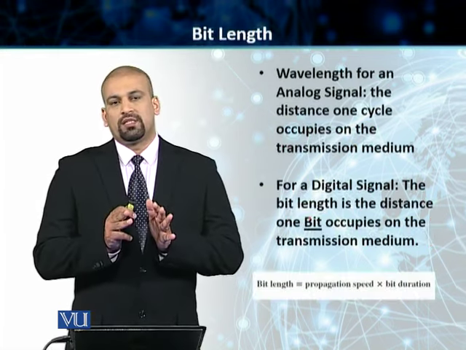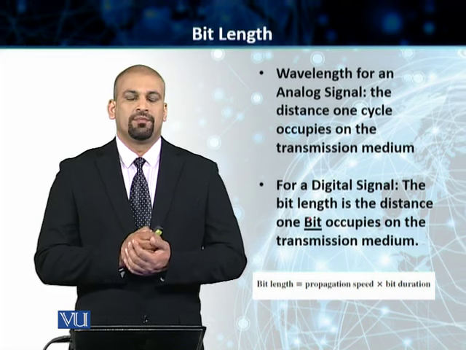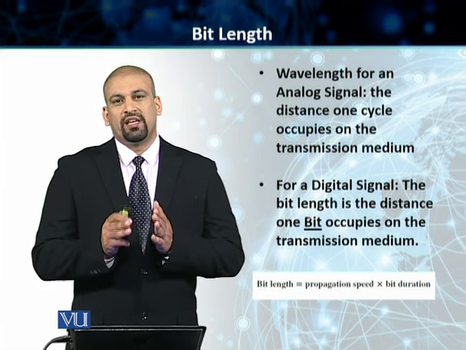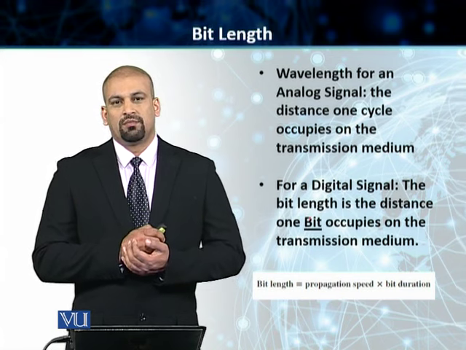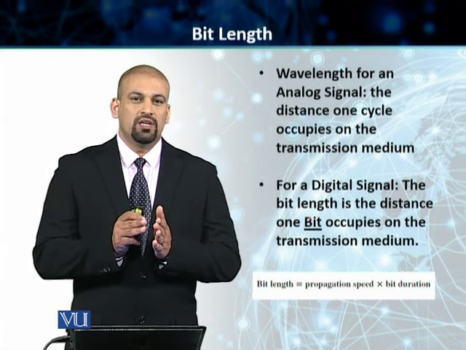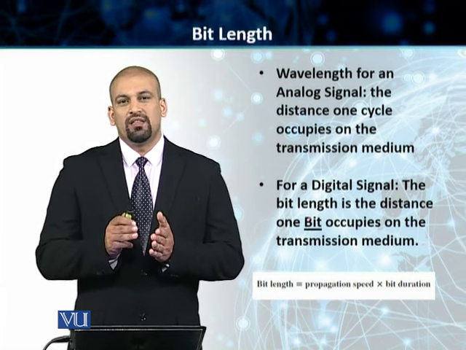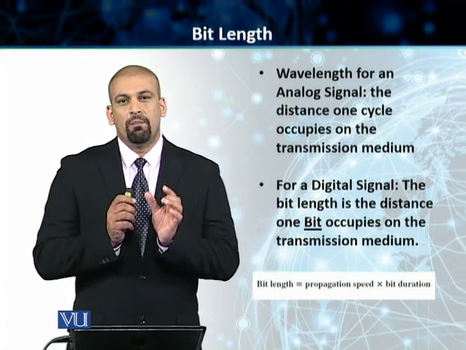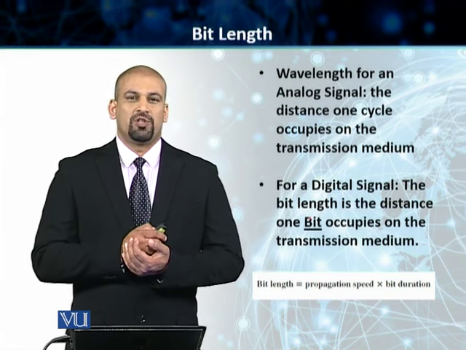Students, before we leave this topic of digital signals, we're going to touch on an additional concept, and that concept is bit length. Students, analog signal के case में, we had wavelength. Wavelength is the distance that one cycle occupies on the transmission medium. We don't have the concept of period for digital signals. We don't have the concept of frequency for non-periodic digital signals. So in this particular case, we use a concept called bit length instead of wavelength. Students, bit length is the distance that one bit occupies on the transmission medium.